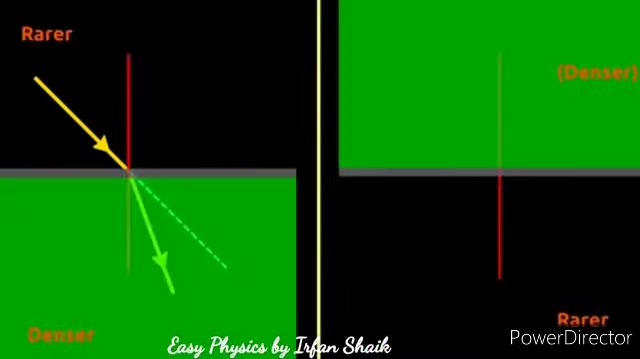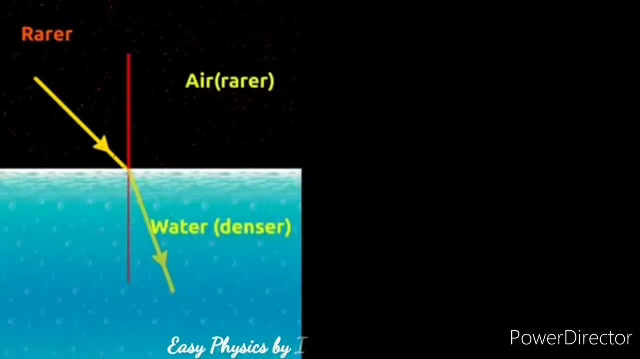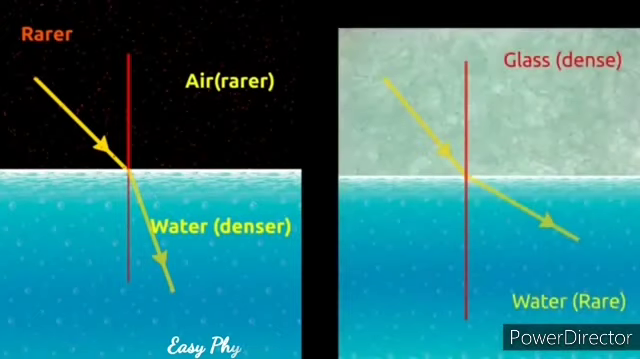When light travels from a rarer medium to a denser medium, it bends towards the normal line. When it travels from a denser medium to a rarer medium, it bends away from the normal. Here, the light is traveling from air to water, so it bends towards the normal. When a light ray travels from glass to water, that is, denser to rarer, it bends away from the normal line.